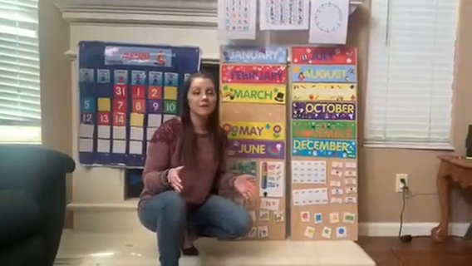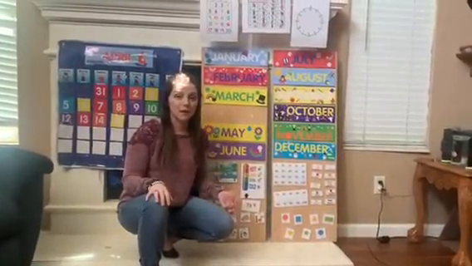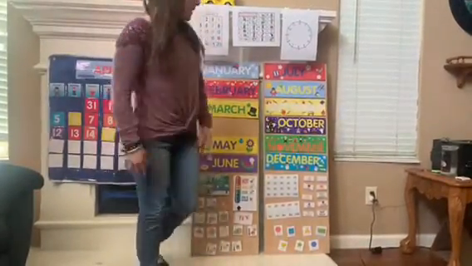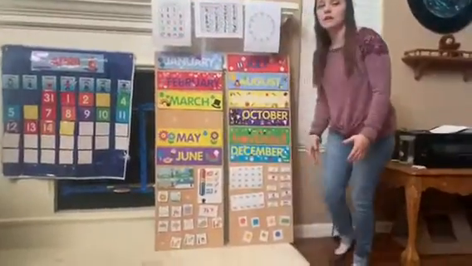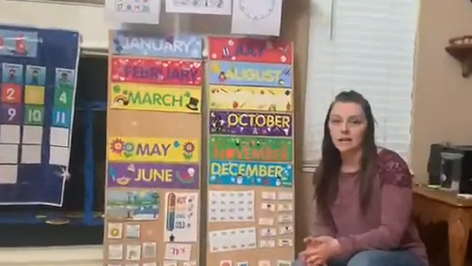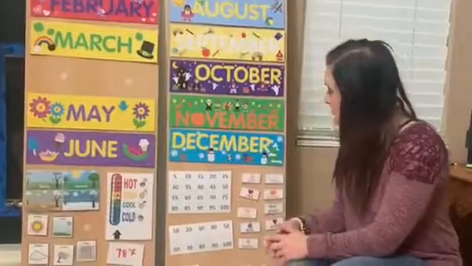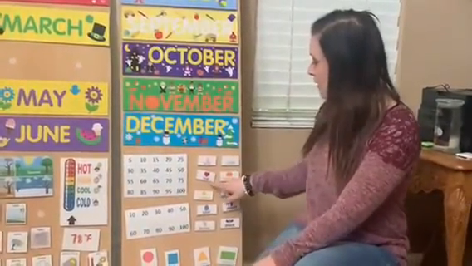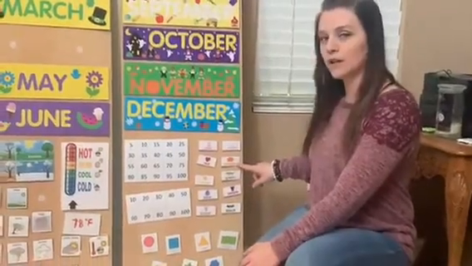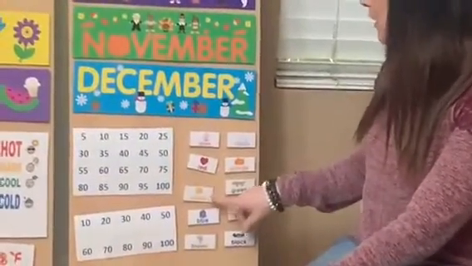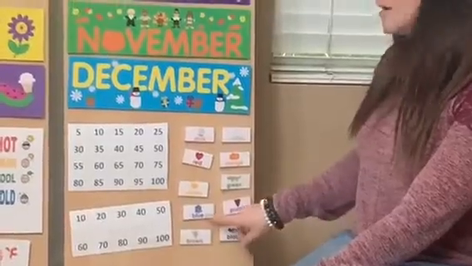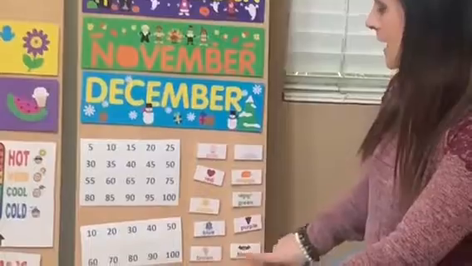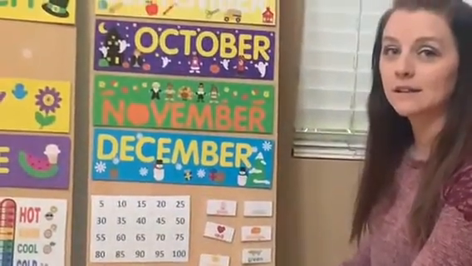So now that we have concluded with our calendar and the weather, let's move on to doing our colors. As I'm reviewing the colors, I want you to think about what the color of the week is. Let's see if you remember. So we have pink, white, red, orange, yellow, green, blue, purple, brown, and black.